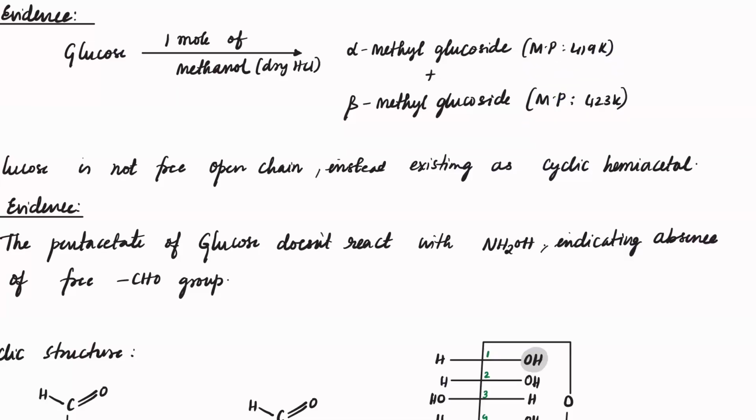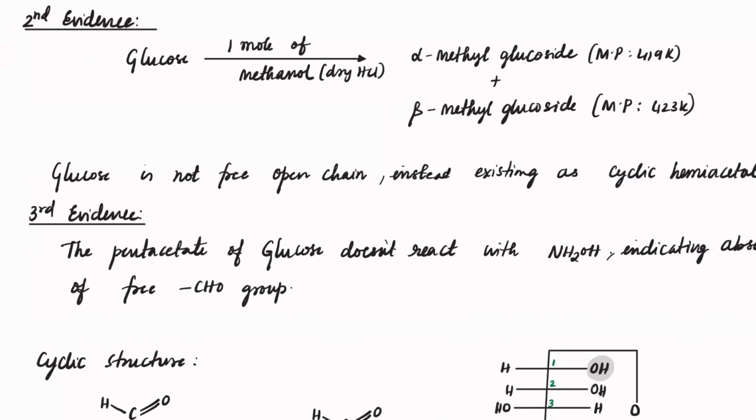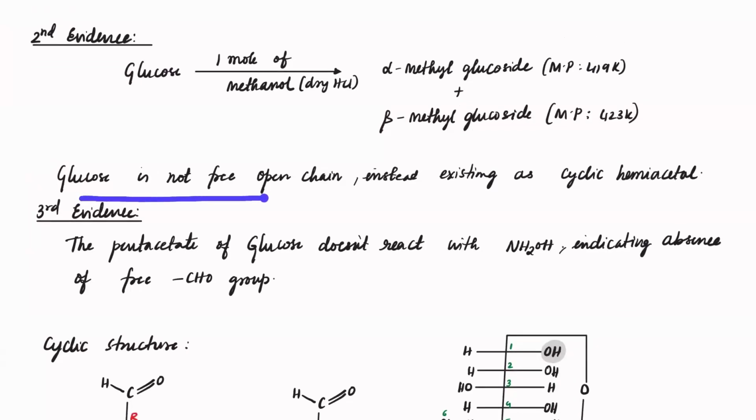Which clearly suggests that there must be some kind of chiral center, but they will be diastereomers of each other. So there is an alpha methyl glucoside, there is a beta methyl glucoside. Both of them have different melting points. So this also speaks like an evidence that there must be some kind of a cyclic structure present here. Okay. So glucose is in general not an open chain form. Instead, it exists in a cyclic hemiacetal form.